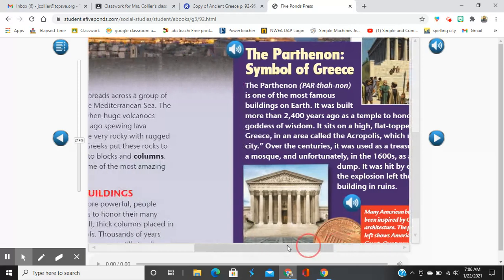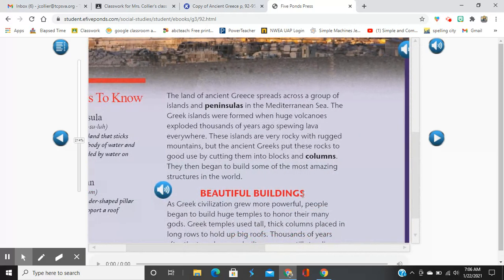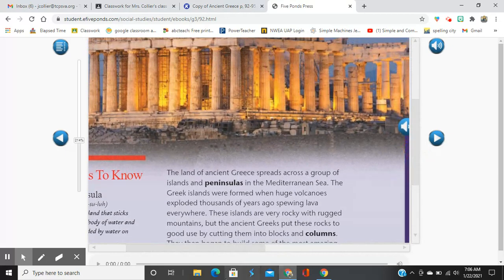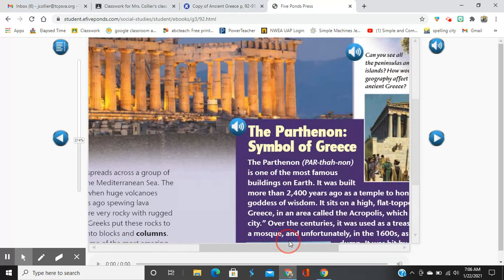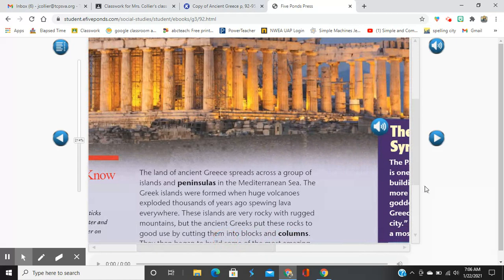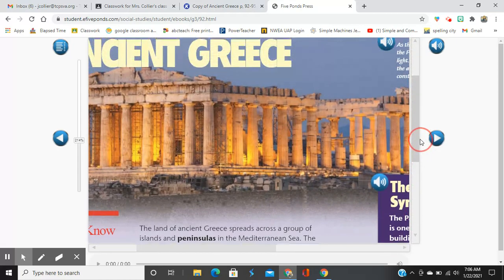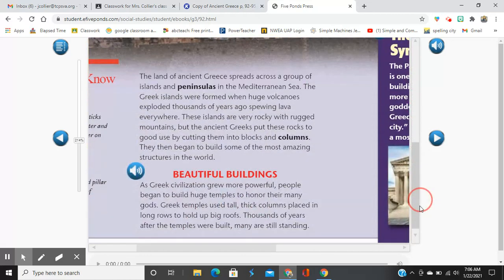So, when we look at this picture and we see how it is one of the most famous buildings on earth, some of you might be thinking, well, it's not in good shape and it looks awful, and that's because they used it to store ammunition, and when it was hit, that destroyed a large majority of the building.